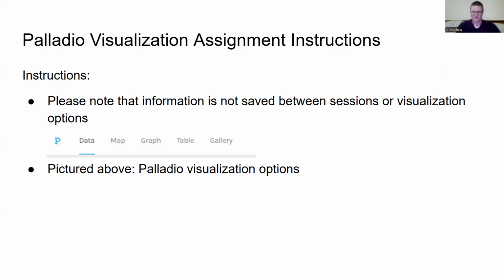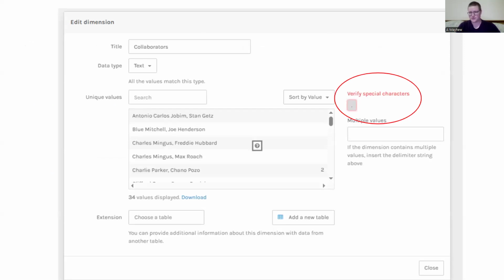Okay, just going to give you some quick pointers here. This is the verify special characters button. When you upload the data, it's one of the buttons that you might need to click. Think about whether or not that needs to be checked, in part because this is, for example, the collaborators column from the data set. So the comma here is telling you this is one full string.